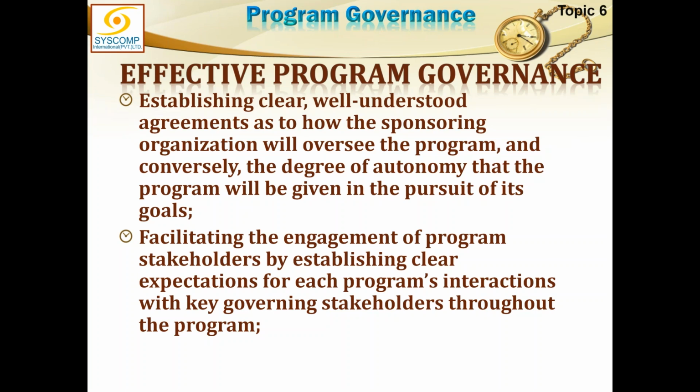So we talked about the establishment of clear, well understood agreements as to how the sponsoring organization will oversee the program. As I had defined earlier, the sponsoring organization wants to be sure that the way the program is being run is being reported accurately to them. But you remember I said that the bottom level person has more visibility and less decision making. As we move up, the visibility is low and decision making is high.